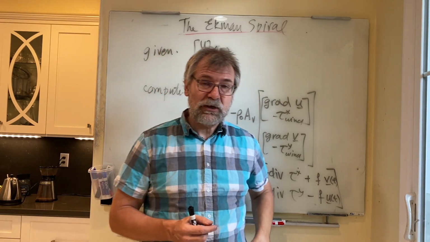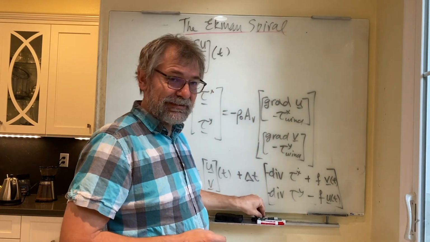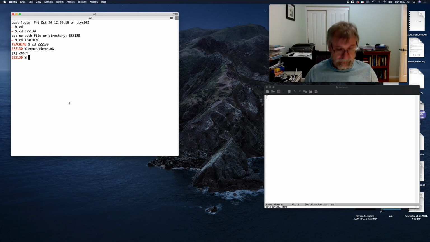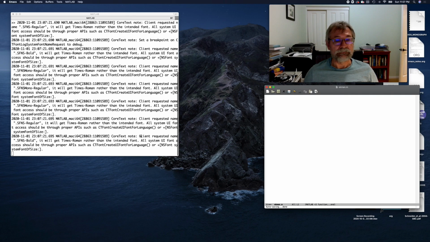I think from here on it's easier to go look at the computer at the actual code. All right, so let's go and do that. Okay, so let's do the numerical solution to the Ekman spiral. We'll do it in MATLAB, so I'm going to start MATLAB in this window. And over here I have my text editor open in a file called ekman.m. And let's start the code.